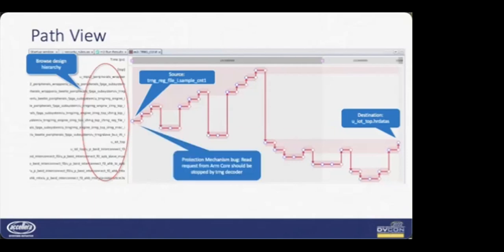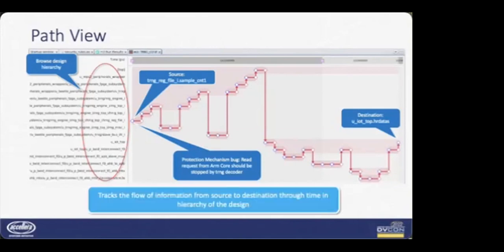Now, Path Viewer can be used to do a quick look and diagnose the problem. Here, we know that there is a protection mechanism bug because the read request from the ARM core should have been stopped by the TRNG decoder. So once again, Path Viewer will track the flow of information from the source to the destination through time in the hierarchy of the design, and is a tool that can show you a high-level view of the flow of information from the source to the destination.